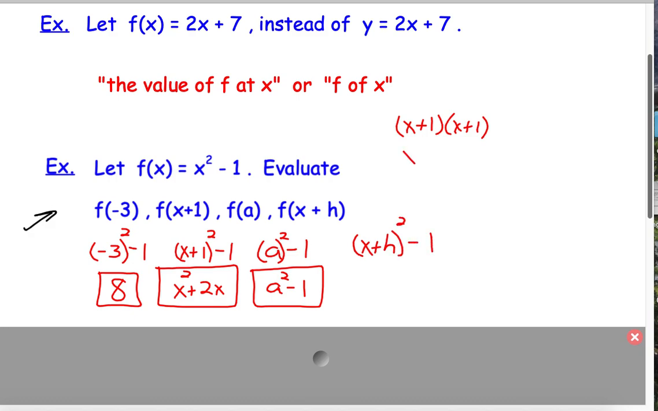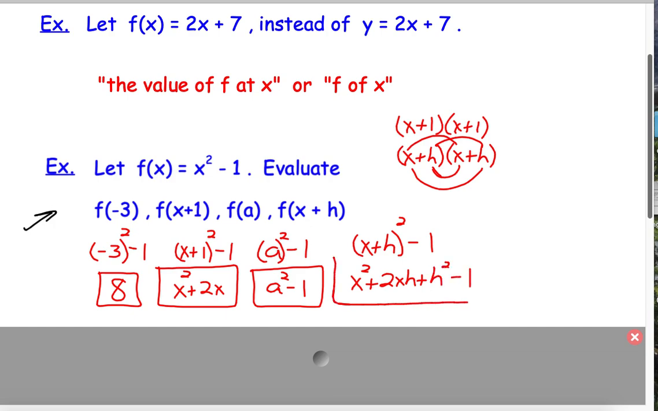Now, what's x plus h times x plus h? You have to distribute, or the code word for that is FOIL, multiplying the first, the outer, the inner, and the last. And when you do that, you should get x squared plus 2 times x times h plus h squared, minus 1. There's no like terms there. We can't simplify it. So that's it.